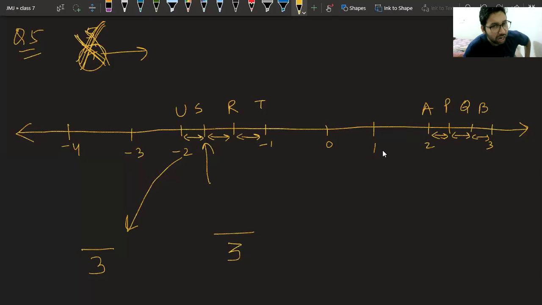Please tell me how you can obtain -2 if denominator is 3. Please tell me what should be the numerator so that you get -2. It should be -6. Very good. Similarly, tell me what should be the numerator in this case so that you get -1. Very easy. It should be -3.